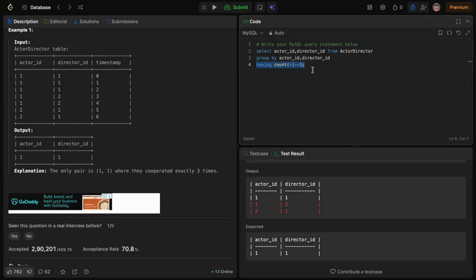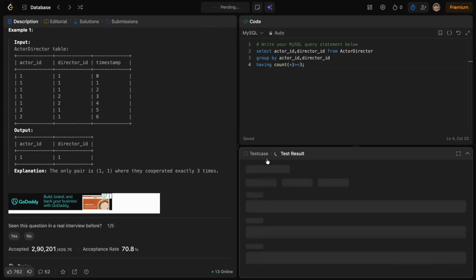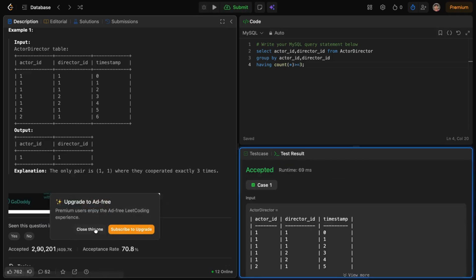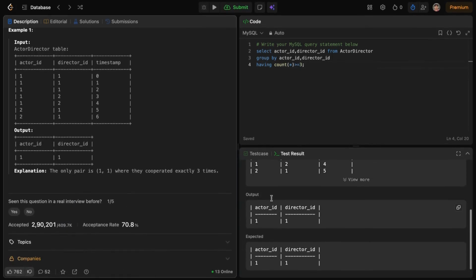By applying this HAVING COUNT greater than or equal to 3, it counts how many times this row comes, and this and this. If this count is greater than or equal to 3, then it returns the row. So let's see. So perfect, it returned only 1 1.